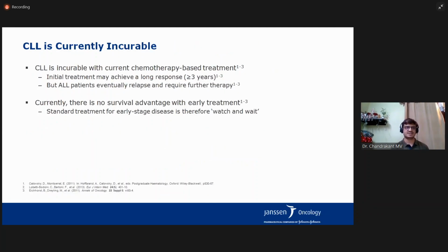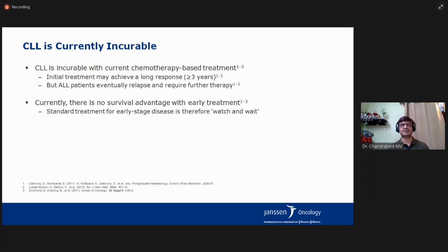So CLL is currently incurable. We are able to give effective therapies and prolong the progression-free and overall survival, but somehow we are not able to cure this disease up to now. So the initial treatment may achieve a long response, but all patients eventually relapse and require further therapy.